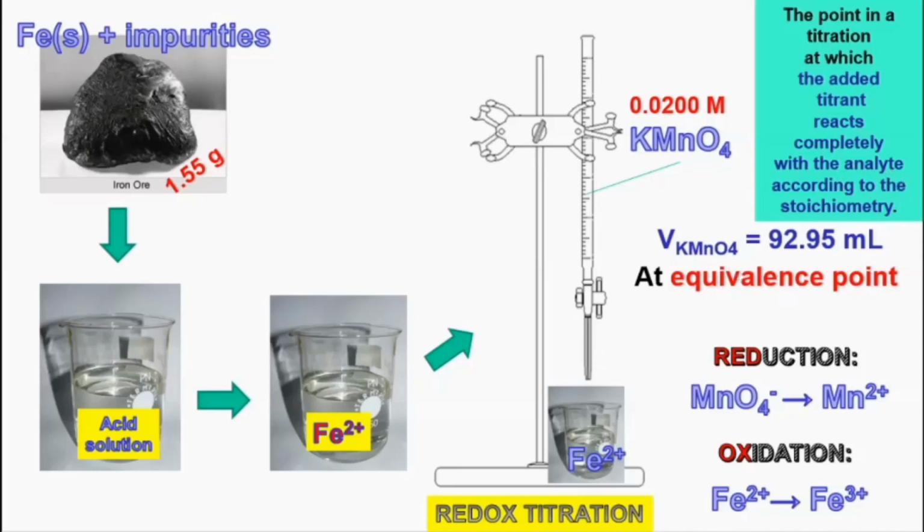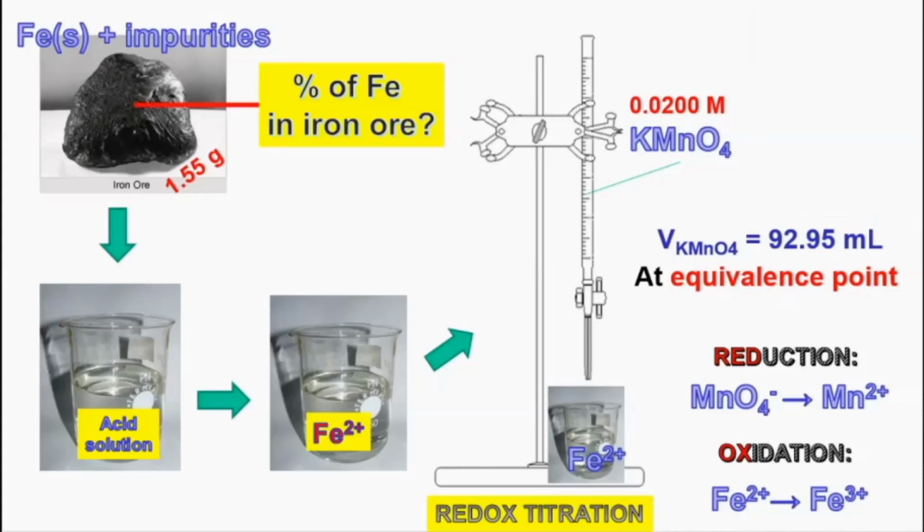In this case, the analyte is iron 2 ion, according to the stoichiometry. In other words, equivalence point is the point at which both reactants have reacted completely according to the stoichiometry. Since this is a redox reaction, in part A we need to write down the balanced redox equation for this reaction. In B, we need to determine the percentage of iron in this sample of iron ore. So let's start with the first part of this question.